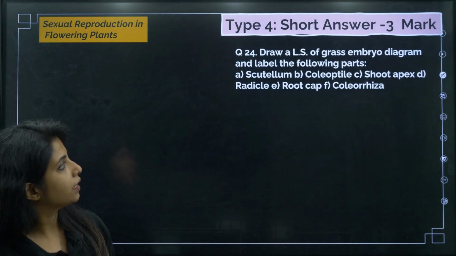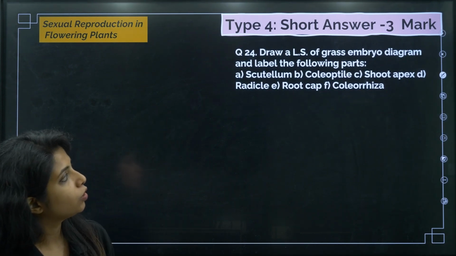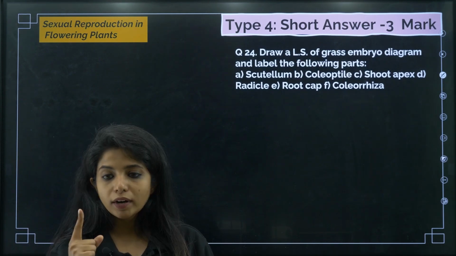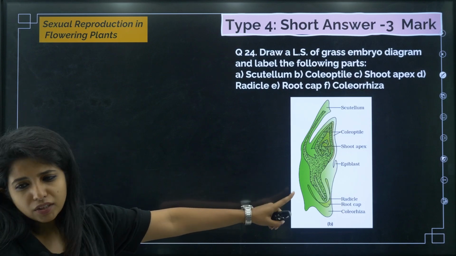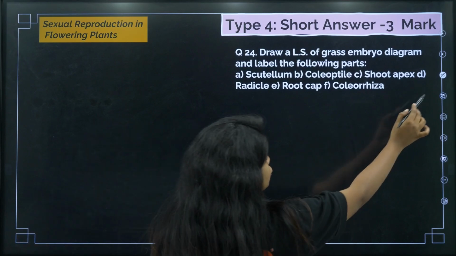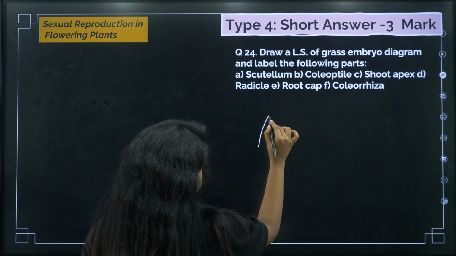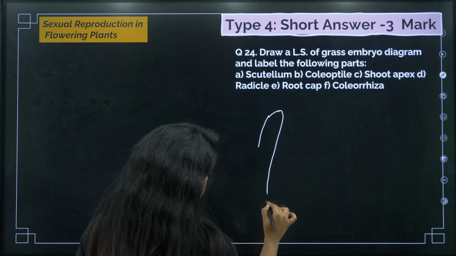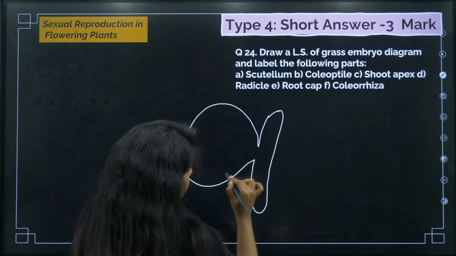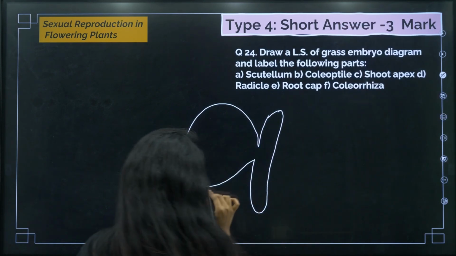Works? Going ahead. Draw LS of grass embryo diagram and label the following parts: scutellum, coleoptile. I told you, in the case of grass, it is a monocotyledon. It has just one cotyledon. In your NCERT, the picture is given like this. I find it to be very confusing. So instead of that, let's make our own diagram. It should be understandable and should have all the parts. So over here, I have the embryonal axis and I have the scutellum. This is the cotyledon that I am having. What is this, children? The scutellum. So, I am writing scutellum.